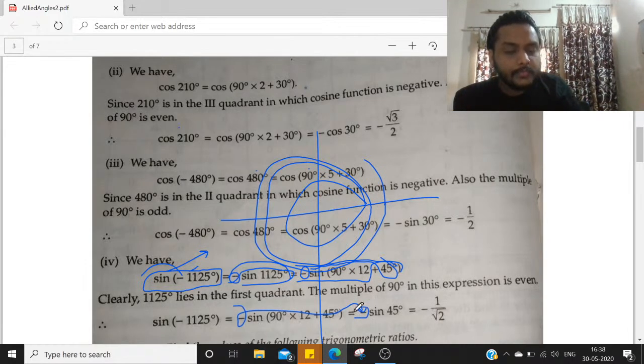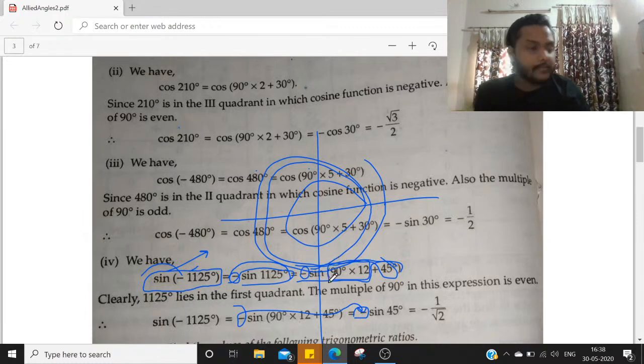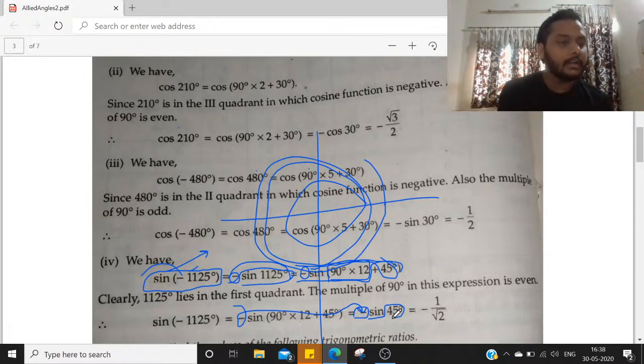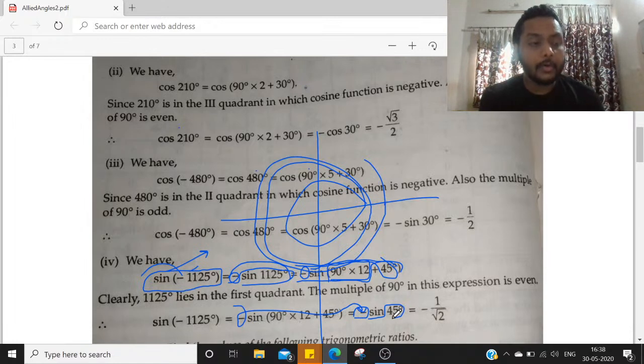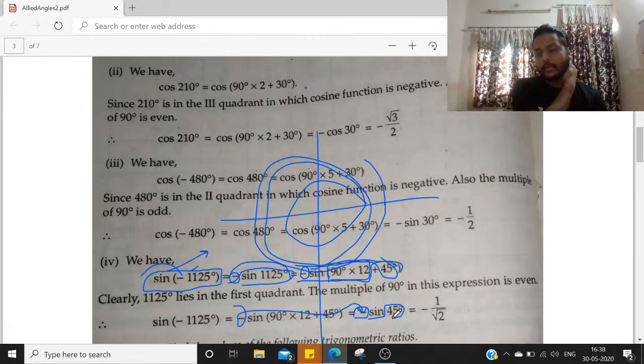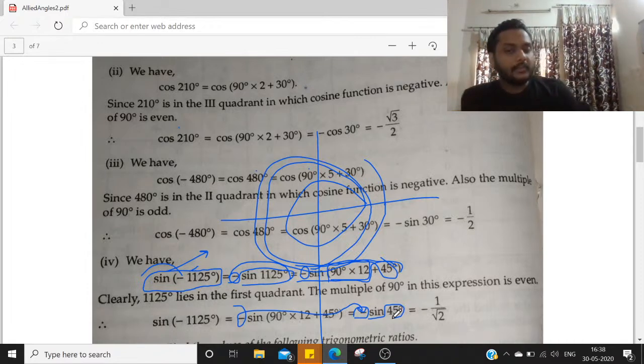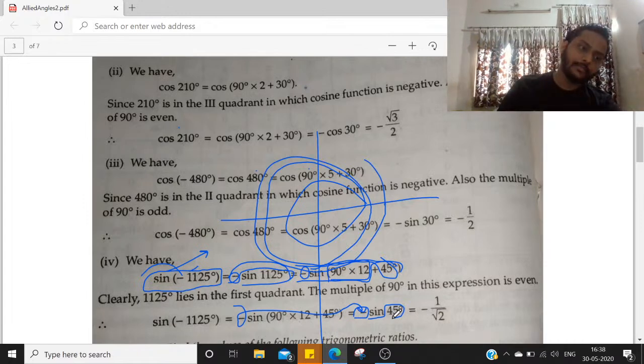So you have the minus sign with you. After this minus, what do you have? Because you have the even multiple of 90 with you, that is why your sine will remain as sine. And then you have sine of 45. So the angle finally becomes minus sine 45 degree, that is nothing but minus 1 by root 2. How many of you are clear with this? Are we clear with this? I'm getting my minus sine 45 degree, and that is nothing but minus 1 by root 2.